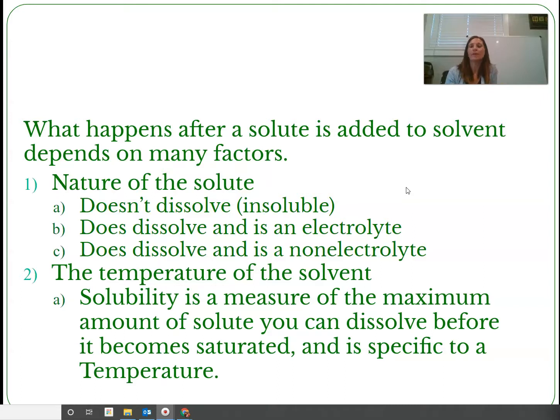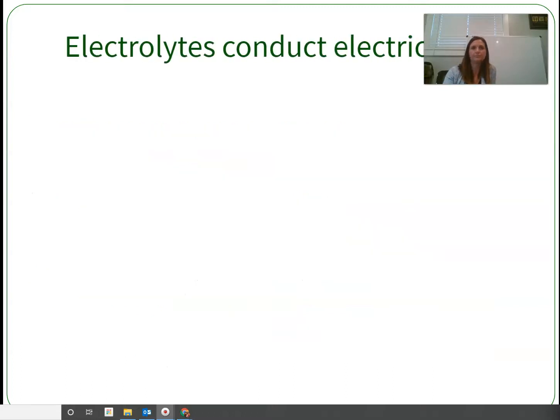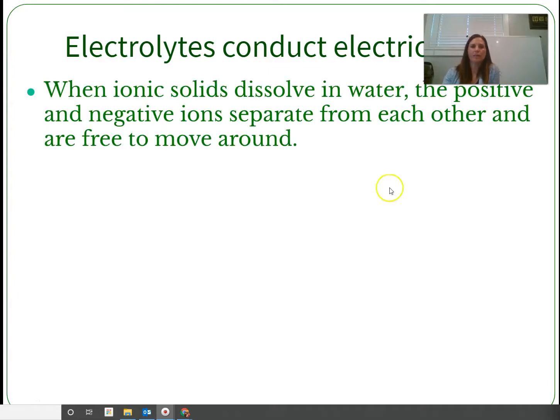And so something like salt, when you stir that into water, would dissolve. Things like sugar would dissolve. And once they have dissolved, they either form something called an electrolyte or they don't. And so that's really going to be the first thing that we're going to be talking about today. So electrolytes are products, results of the process of dissolving, that conduct electricity. And so we need to talk just a little bit about that.